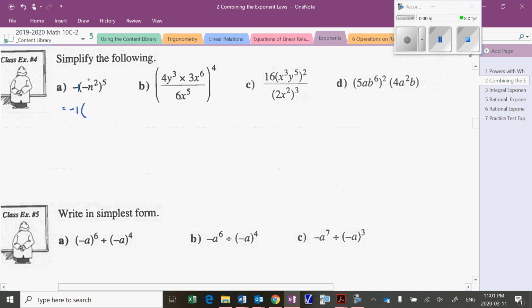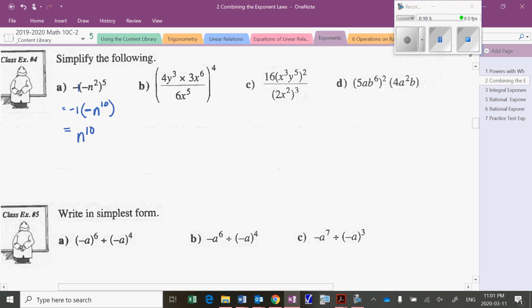And we've got 5 negative n squareds being multiplied by each other, so that means we've got 5 negatives, which still ends up being negative, but we're going to end up with n squared times n squared times n squared times n squared times n squared, or n to the 10th. And then negative times negative is, of course, positive, so we're looking at positive n to the 10th.